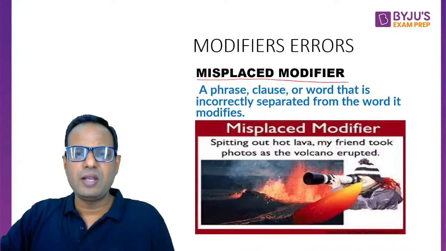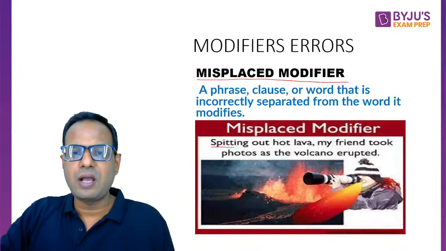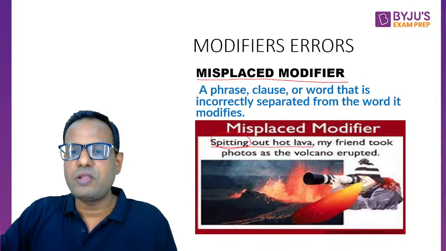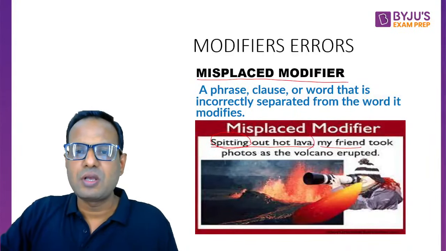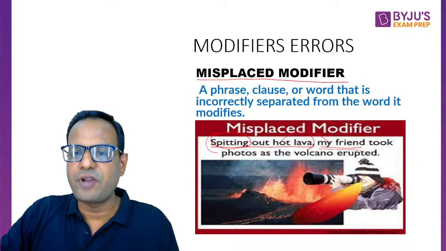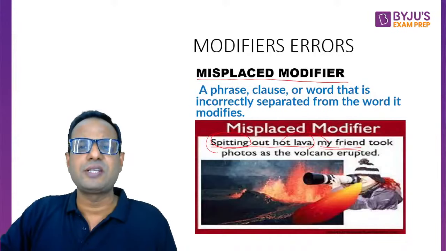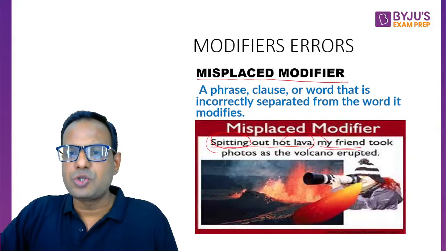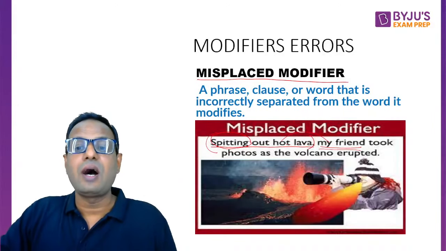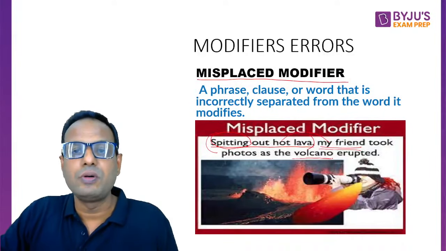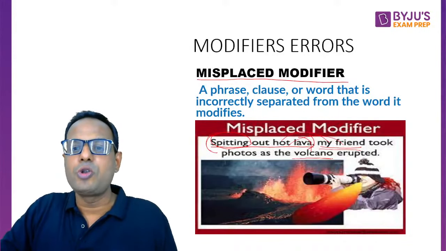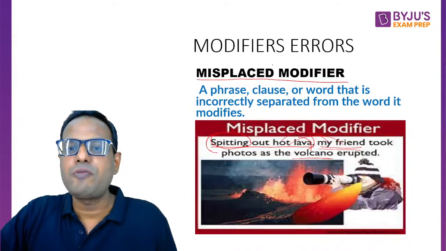Now look at the modifier. Till now we know how a modifier looks. Spitting out hot lava. Look at the participle. Now who was spitting out hot lava? And look at the very first word over here. My friend. So this part of the sentence modifies my friend, right? Such a hilarious construction. How can my friend spit out hot lava? Actually, spitting out hot lava should have modified volcano, but it is modifying my friend. So this part should have been placed after volcano and not after my friend. So we have a problem of misplaced modifier.